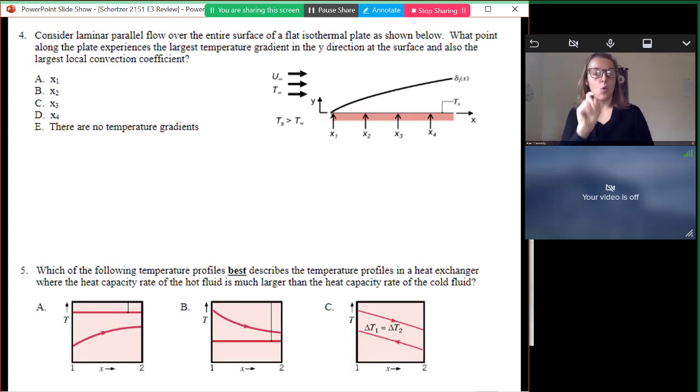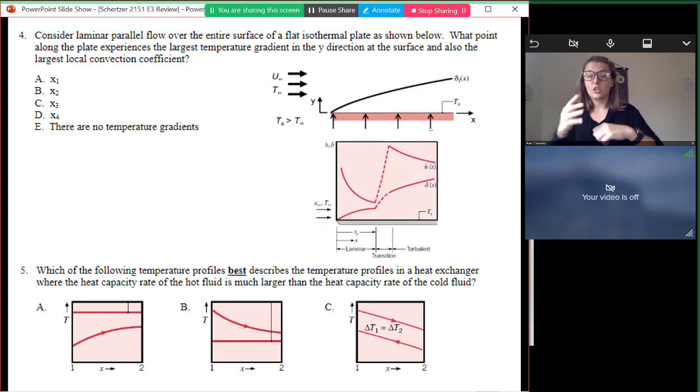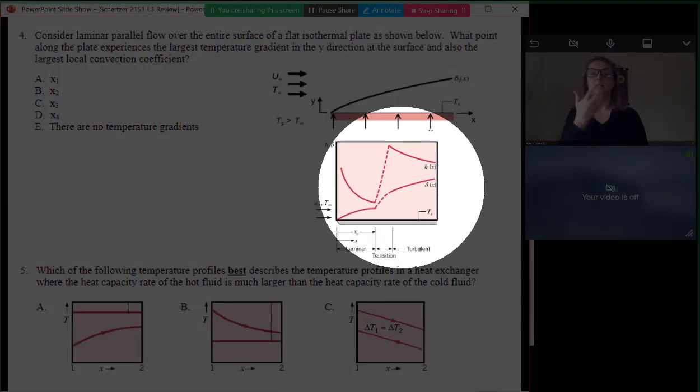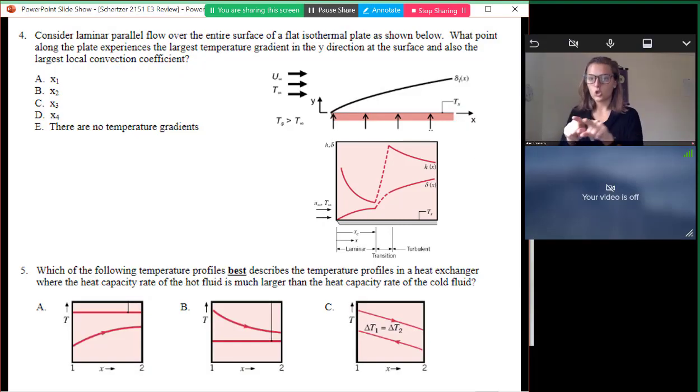Question 4. Consider the laminar parallel flow over the entire surface of a flat isothermal plate as shown below. So in this picture here, what point along the plate experiences the largest temperature gradient in the y direction at the surface, and also the largest local convection coefficient? So here we have to remember maybe a figure like this, which shows us the heat transfer coefficient and the boundary layer thickness as we move down the plate.